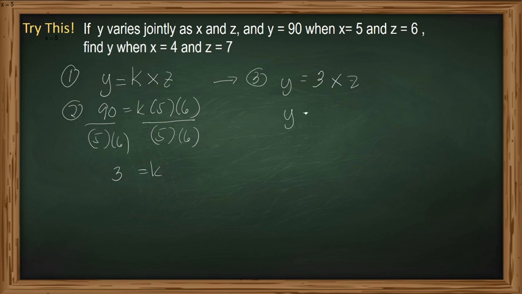So we have y is equal to, find y when x equals 4 and z equals 7. So we have 3 times x, that is 4. Then we have z is equal to 7. So we have y is equal to 12 times 7 is equal to 84. By the way, students, pwede din sabihin na 30 to.